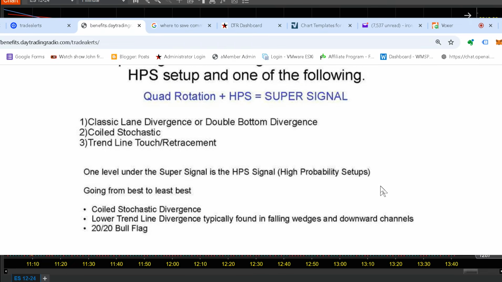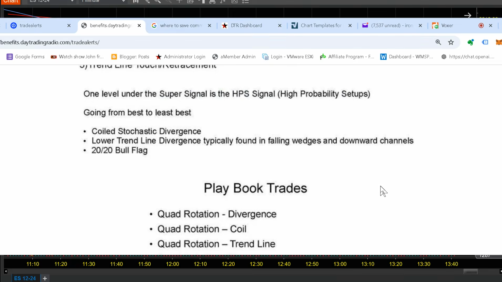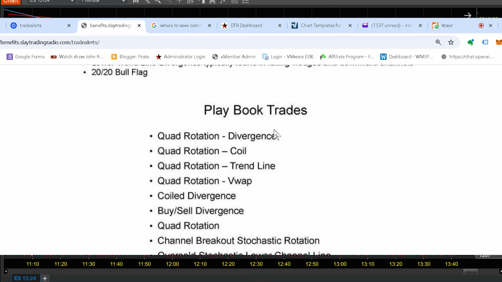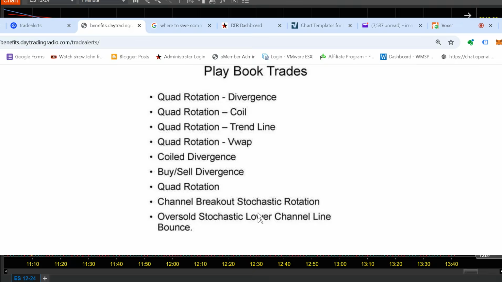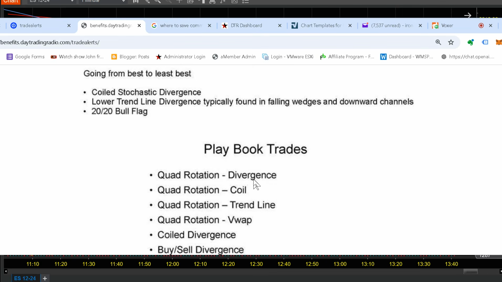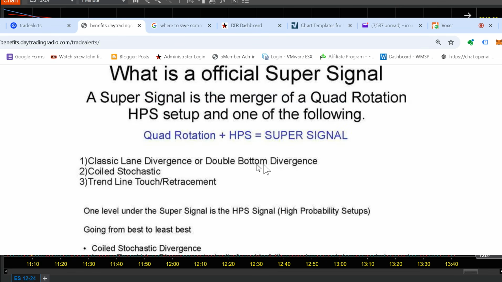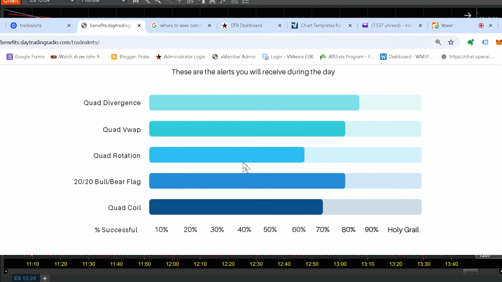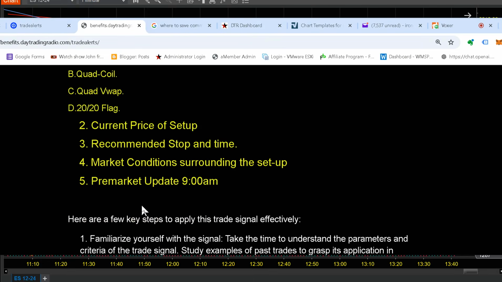This is how you set them up. What we're looking for are certain setups: quad rotation divergence, quad rotation coil, quad rotation trend line, quad rotation VWAP, coil divergence, buy-sell divergence. These are what we call the super signals, or at least the playbook trades. Our super signals are really the quad divergence, the quad VWAP, and quad rotation. We're not going to use the bull and bear flag or the quad coil as a super signal.